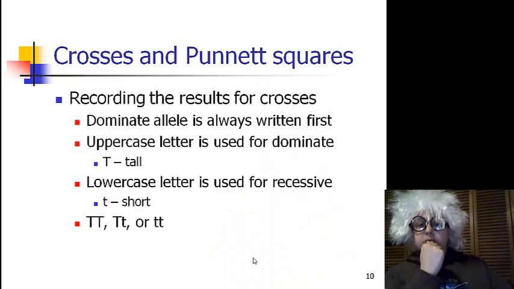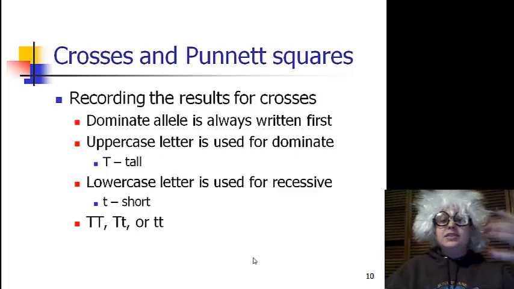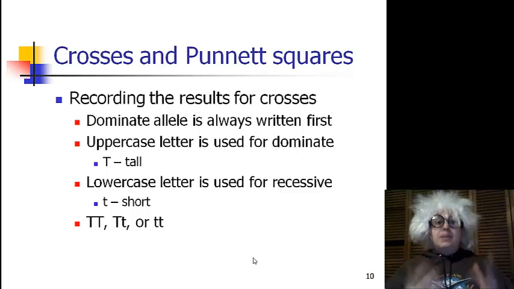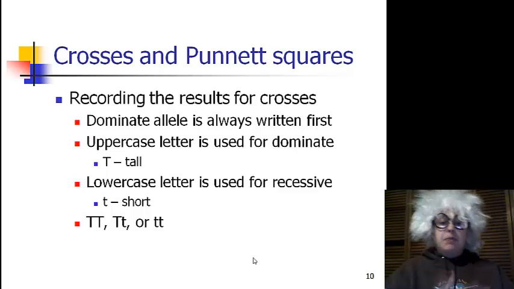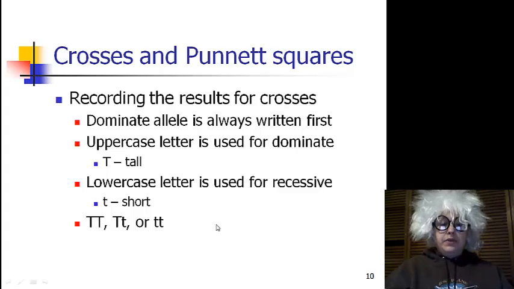Now, crosses and Punnett squares. To record results for crosses, the dominant is always written first. If there's a dominant, it's going to be in the front. We show dominant with an uppercase letter, and recessive with a lowercase letter. So we could have big T, big T, big T, little t. Notice that the dominant is always in front here, or little t, little t.